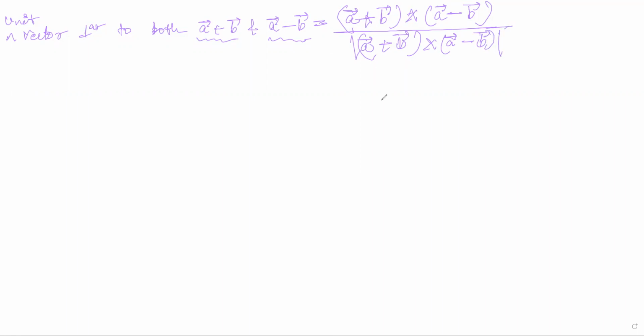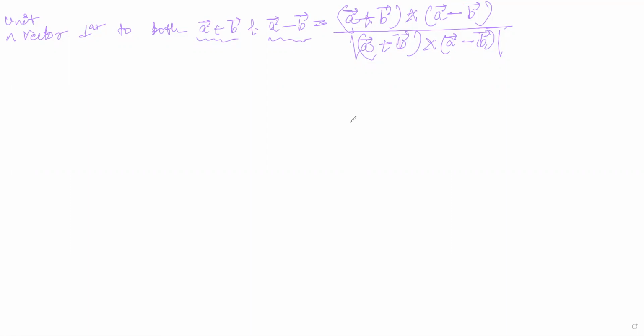First of all, understand this. The unit vector which is perpendicular to a plus b and a minus b would be the cross product of them divided by the same magnitude. Guys, did you understand this?